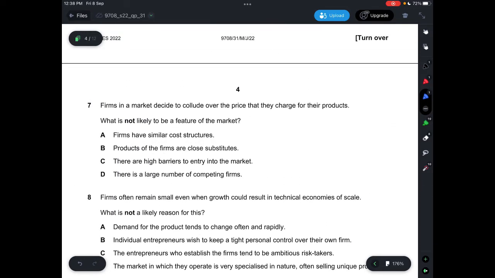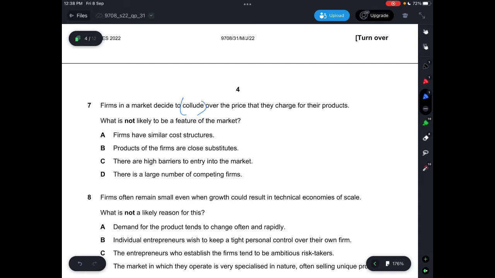Question 7, firms in the market decide to collude over the price that they charge for their products, and what is not likely to be a feature of the market? So normally if firms want to collude, this means that this market is an oligopoly. The market structure is basically oligopoly. So let's look at the 4 options. Which one would not likely be a feature?